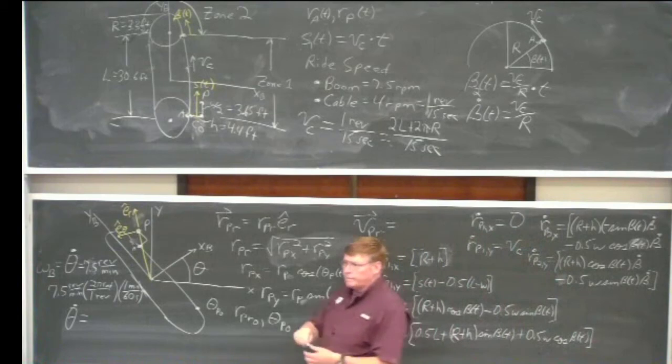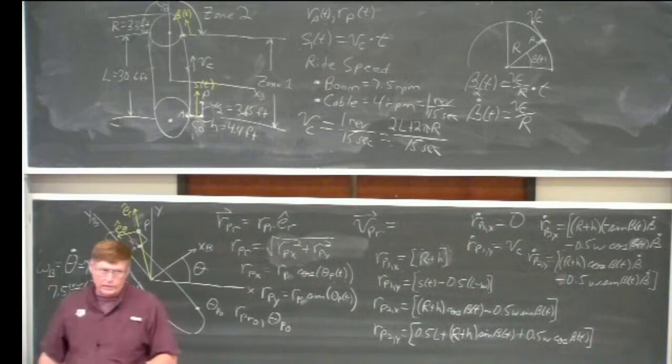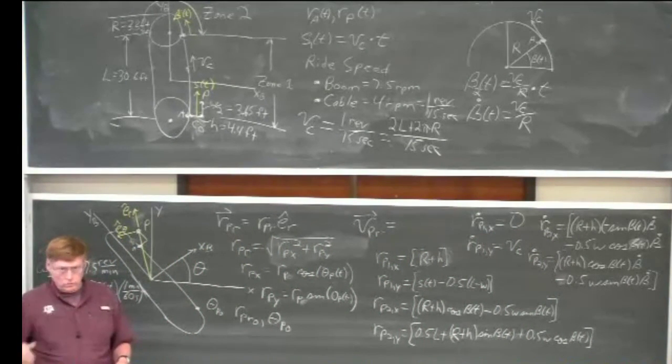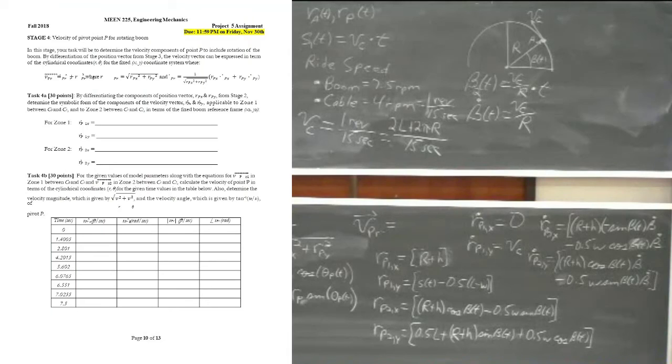So you can pull out your beta dot, and you can take the time derivative. Get those expressions. Once again, figure it out for your first 15 seconds, then expand those calculations for the rest of the 2-minute ride.